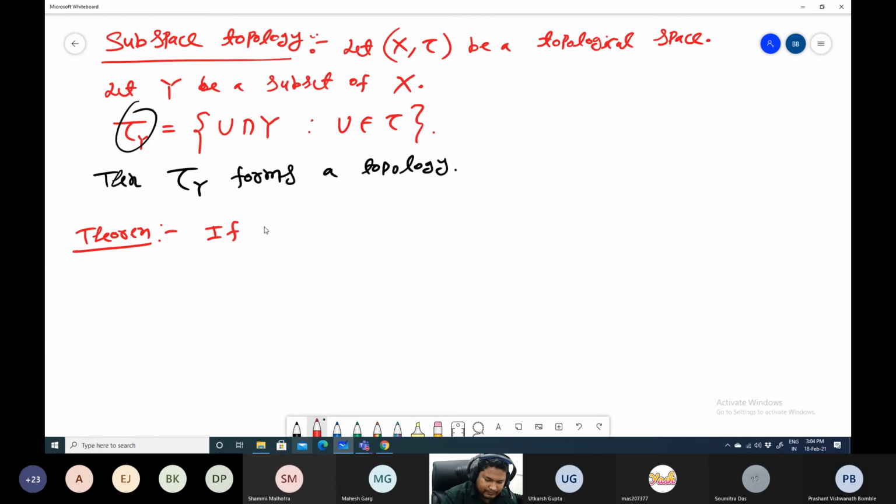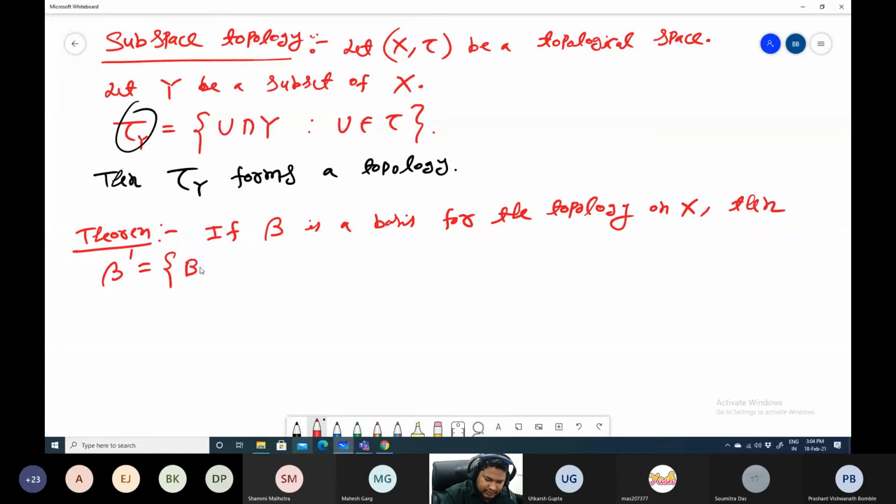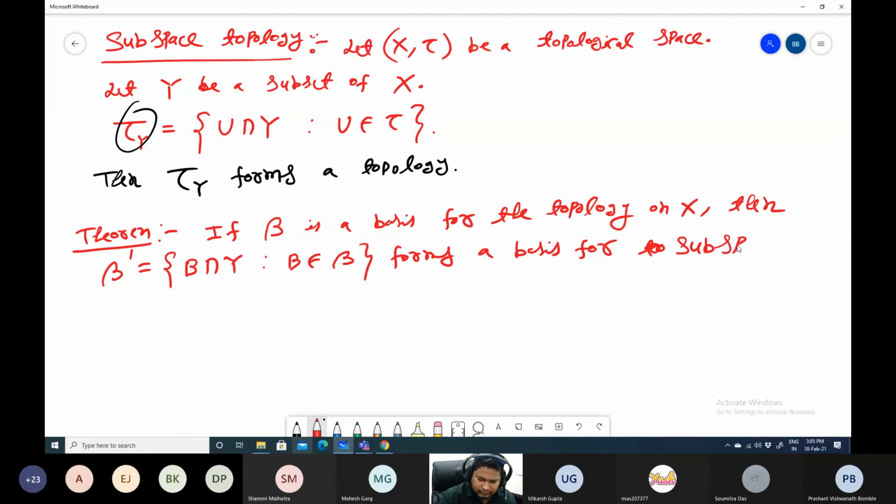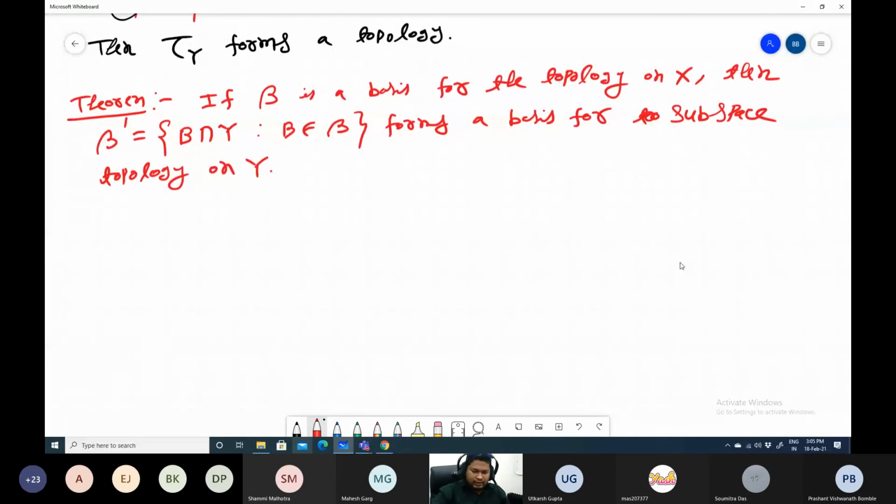So if beta is a basis for the topology on X, then if you take beta dash, say B intersection Y, where B belongs to beta, it forms a basis for the subspace topology on Y. Now that this forms a basis is very easy to check.